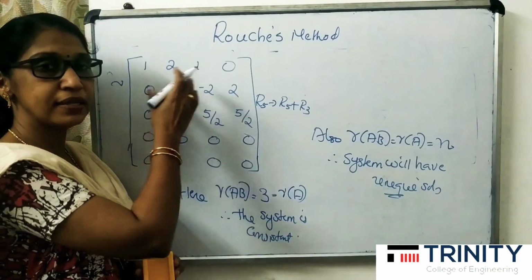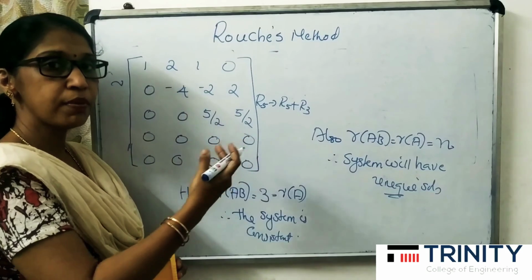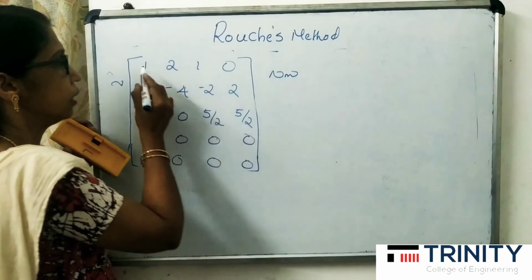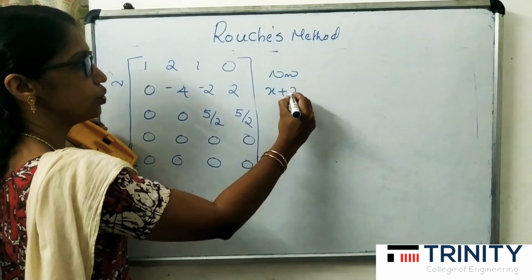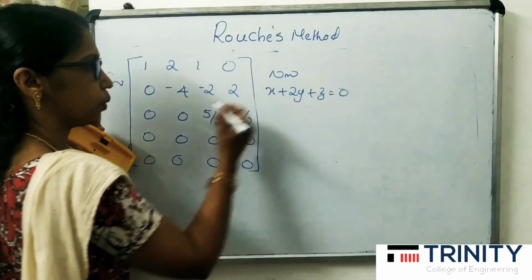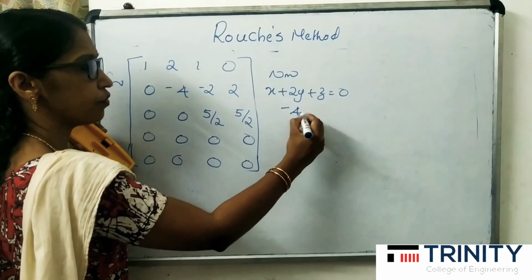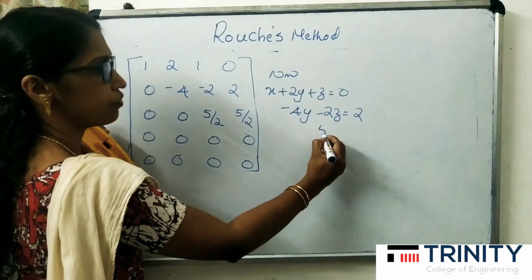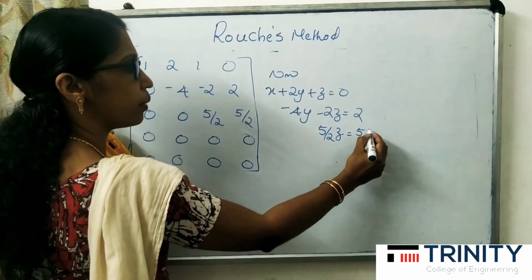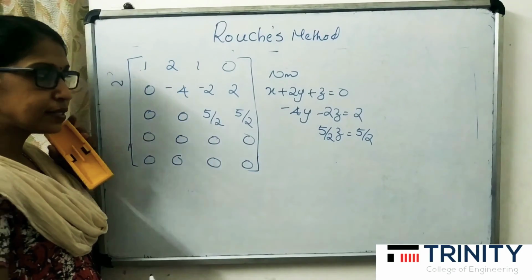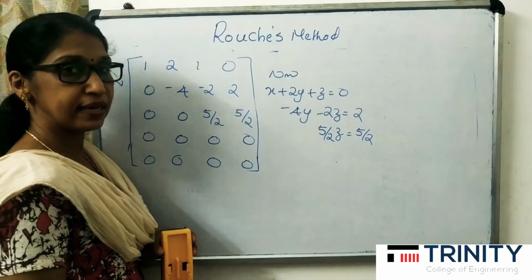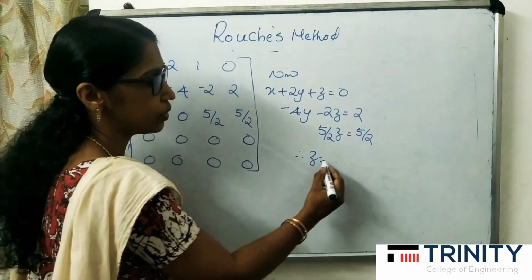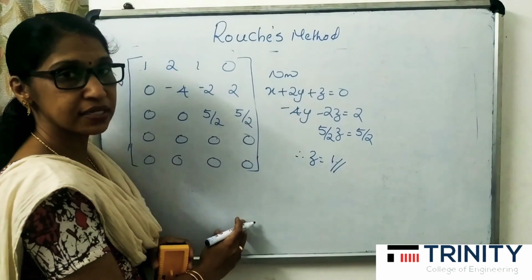Okay, now we have to write this matrix in equation form and we have to find out the solution. Now first equation is x plus 2y plus z is equal to 0. Second equation is minus 4y minus 2z equal to 2. And the last equation is 5 by 2 z equal to 5 by 2. So from the last equation we can find out z. Therefore z is equal to 5 by 2 divided by 5 by 2, that is 1. We get z as 1.